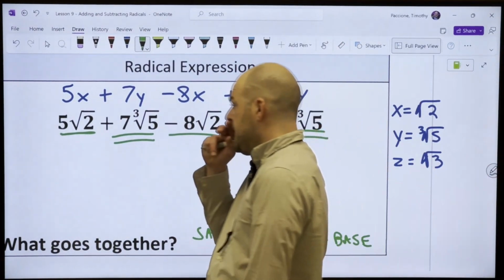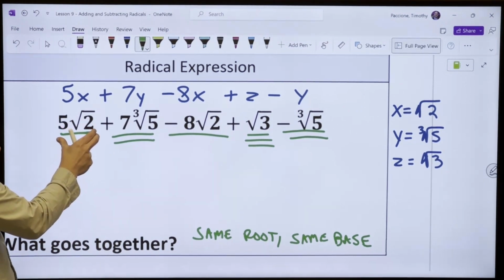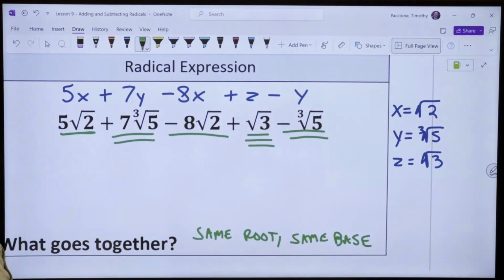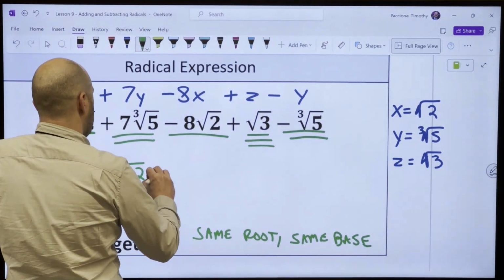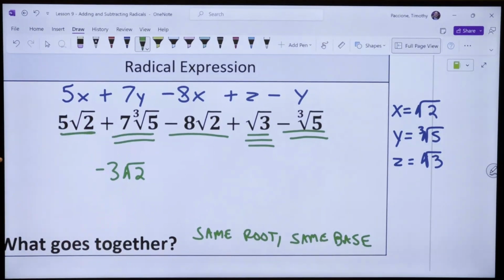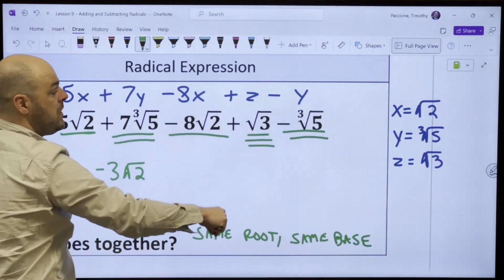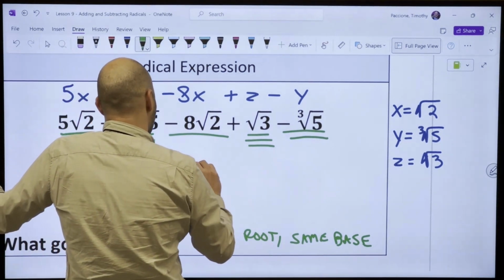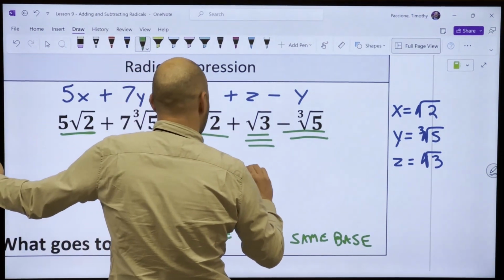Okay, so if I'm doing that, again, I want to think of it in terms of units. I have 5 square root of 2's. I take away 8 square root of 2's. How many square root of 2's do I have? Minus 3 square root of 2's. It's a little silly to talk about it that way, but it helps you remember what you're doing. I have 7 third root of 5's. I take away 1 third root of 5. How many third root of 5's do I have left? 6. And then square root of 3 all by itself.